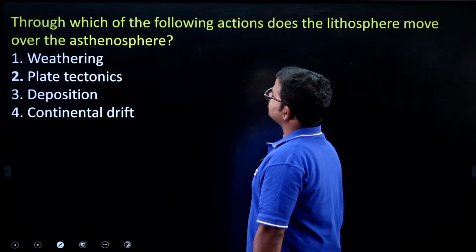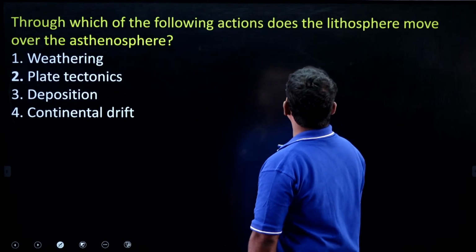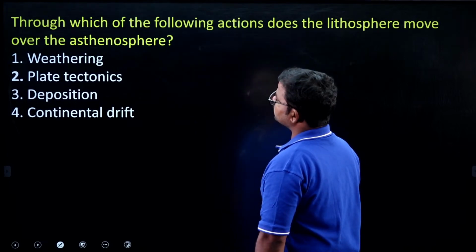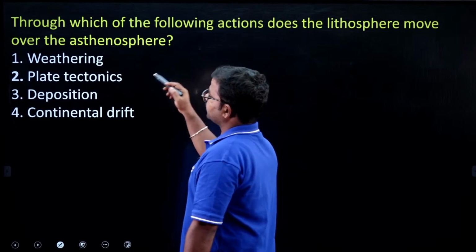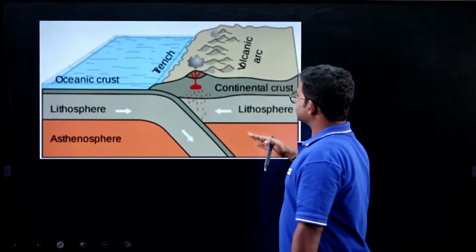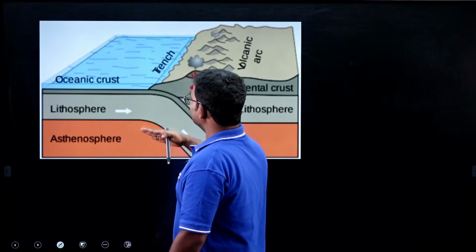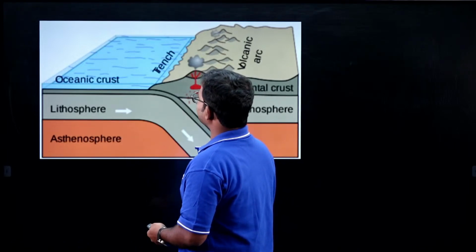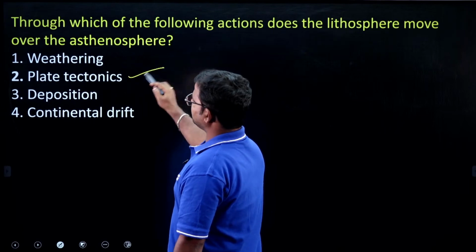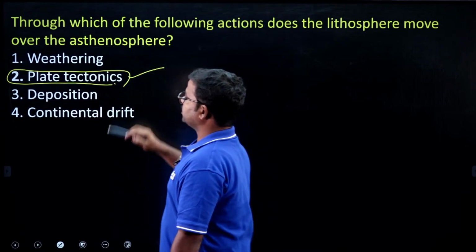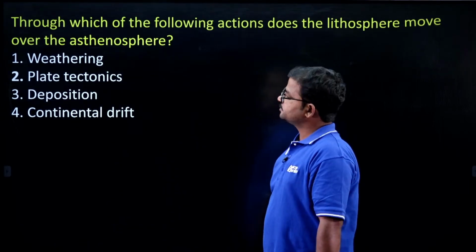Next, through which of the following actions does the lithosphere move over the asthenosphere? Here we have the lithosphere and the asthenosphere. If these plates are moving, then it is considered plate tectonics. So that's why we have to consider option 2 as the right answer.